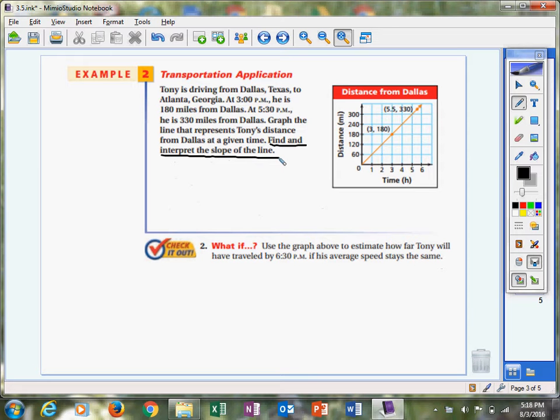Now, the finding part is usually not a problem for algebra students or geometry students, since that's what we're talking about. But interpreting is often very difficult. So let's just stick with the math. We're going to let the numbers tell us the story, okay?